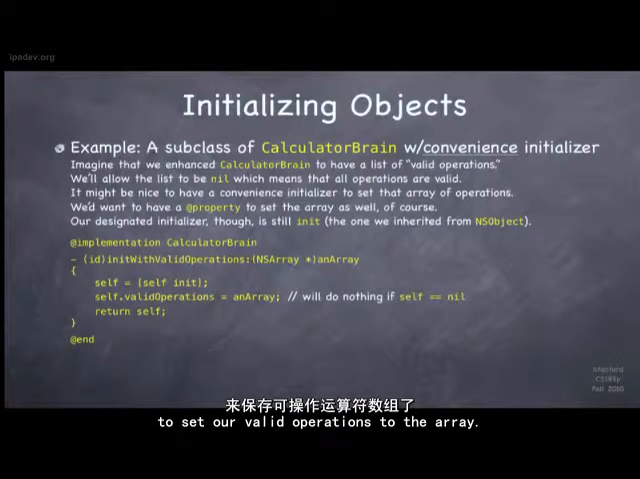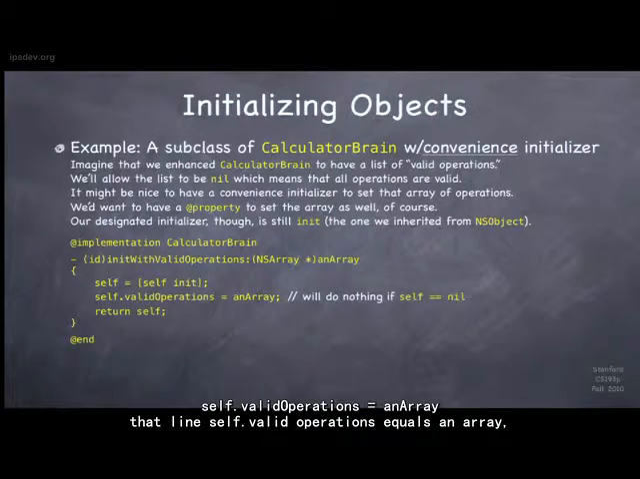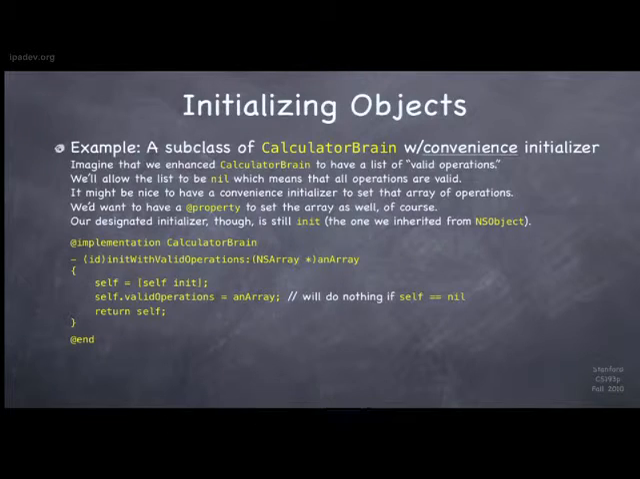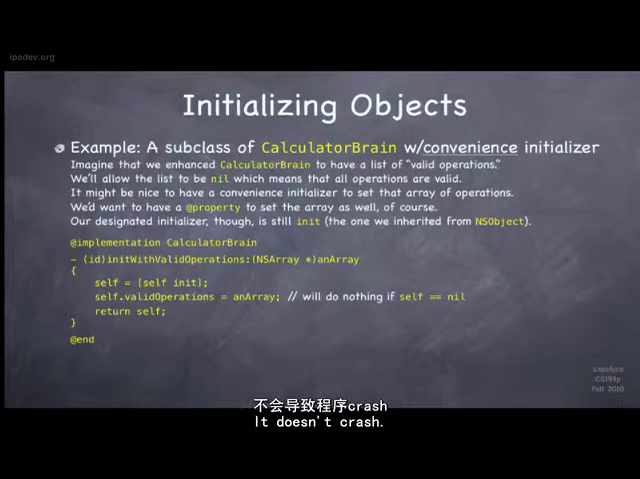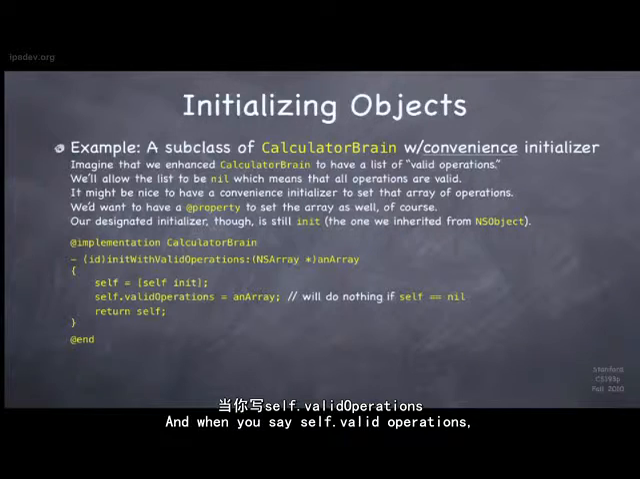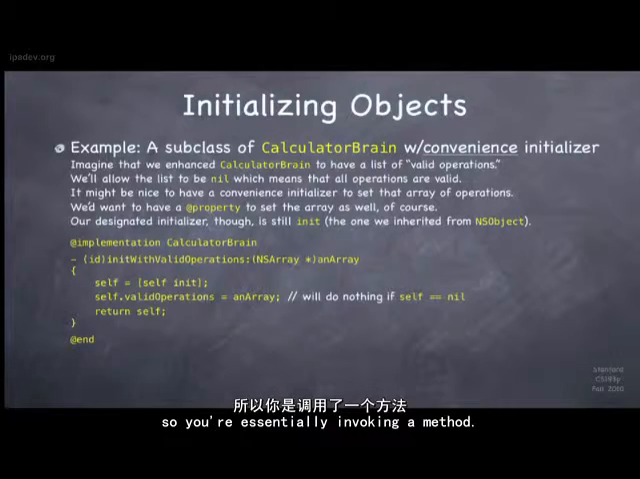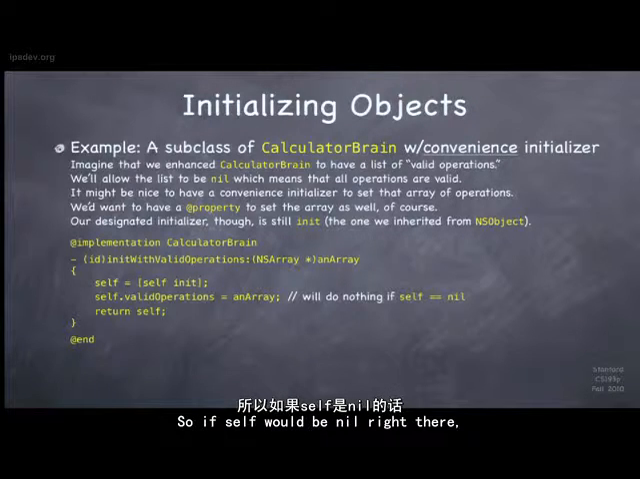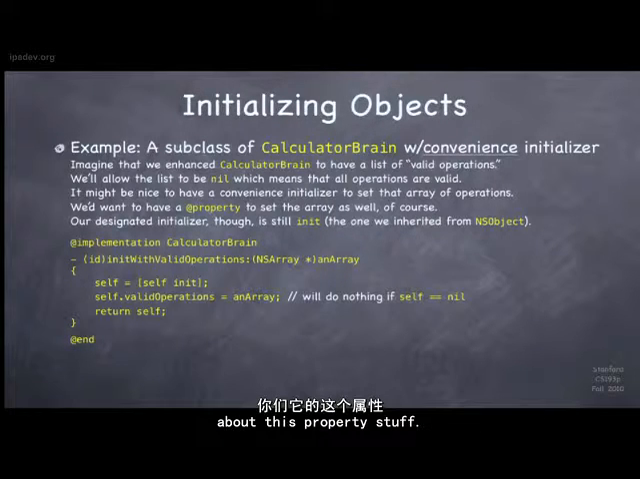And then we can use a property or something to set our valid operations to the array. Okay? Now, if that self = [self init] had failed and returned nil, would that line self.validOperations = array fail? Would that crash or anything? The answer is no. Because remember, if you send a message to nil, it just does nothing. It doesn't crash. It's just like you did nothing. If it has a return value, it would return 0. But it does nothing. And when you say self.validOperations, you're calling the setter of the validOperations property. So you're essentially invoking a method. So if self were nil right there, that line, nothing would happen. Okay, I put that intentionally just to remind you about this property stuff.